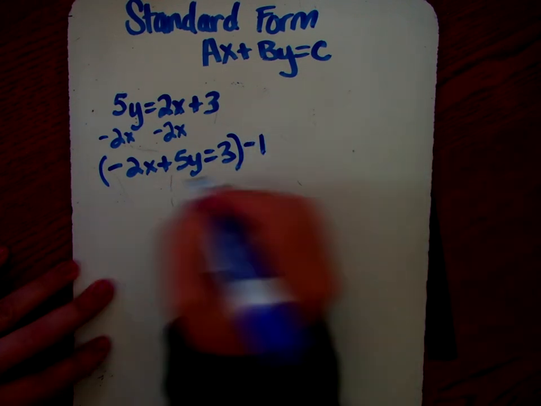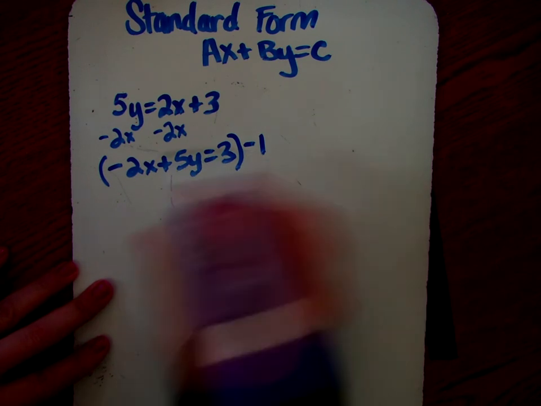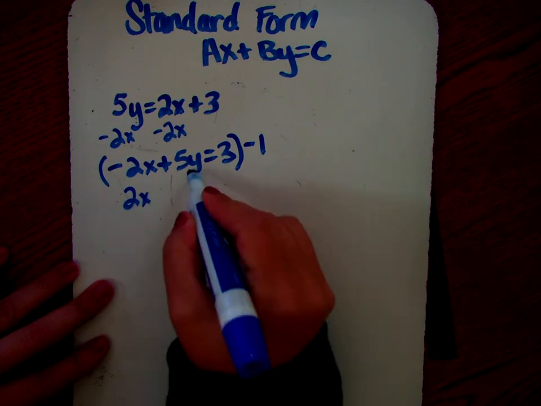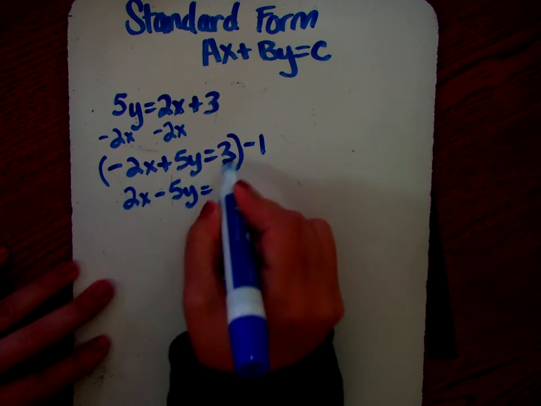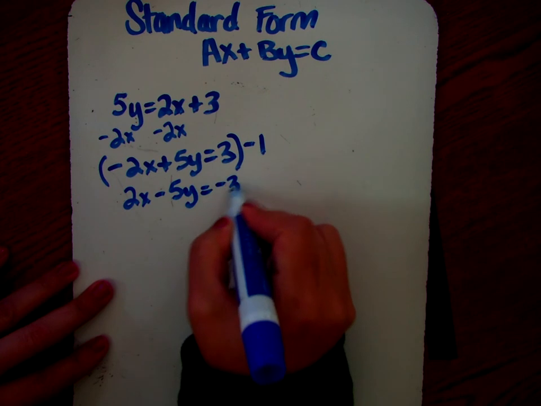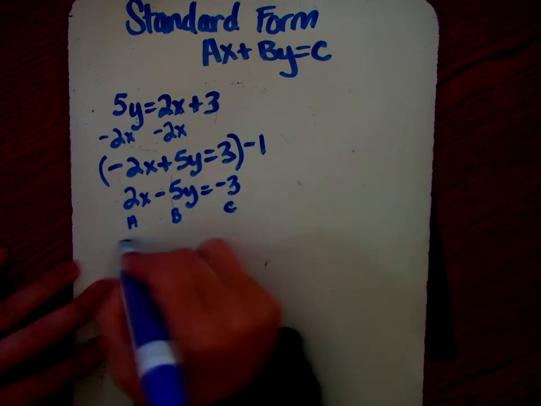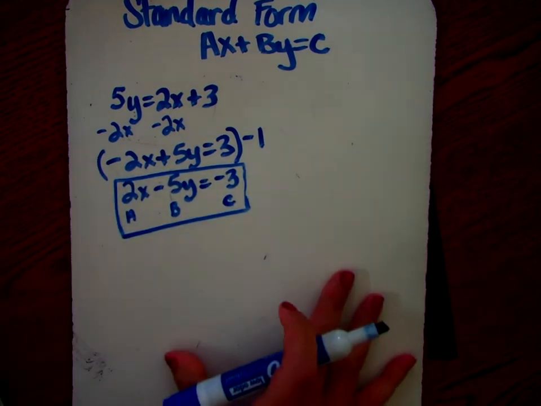Now, when you multiply by a negative 1, that changes every single sign in your equation. So this negative 2x is now a positive 2x. This positive 5y is now a negative 5y. And this positive 3 is now a negative 3. So A, B, and C. I have transformed that into standard form.